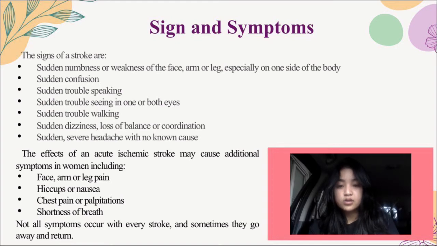The effects of an acute ischemic stroke may cause additional symptoms in women, including face, arm, or leg pain, hiccups or nausea, chest pain or palpitations, and shortness of breath. Not all symptoms occur with every stroke, and sometimes they go away and return. Although such manifestations can happen alone, they are more likely to happen in combination.